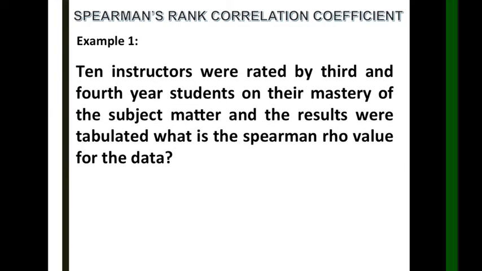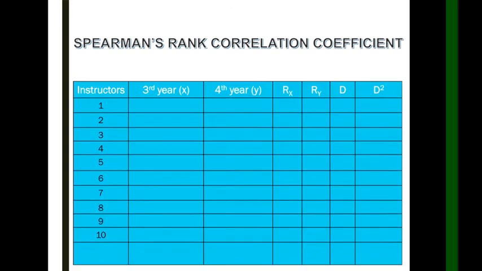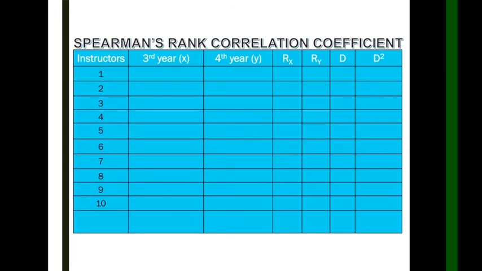Example: 10 instructors were rated by third and fourth year students on their mastery of the subject matter, and the results were tabulated. What is the Spearman rho value of the data? The Spearman rank correlation coefficient for the 10 instructors is the following. For the third year, let's say it is X, so we have the following scores of the 10 instructors. For the fourth year, we have the following scores.